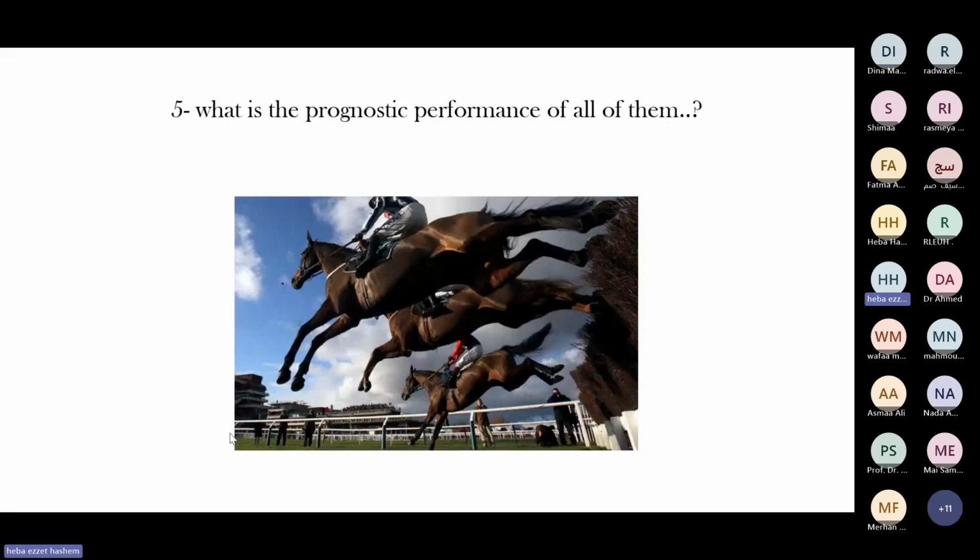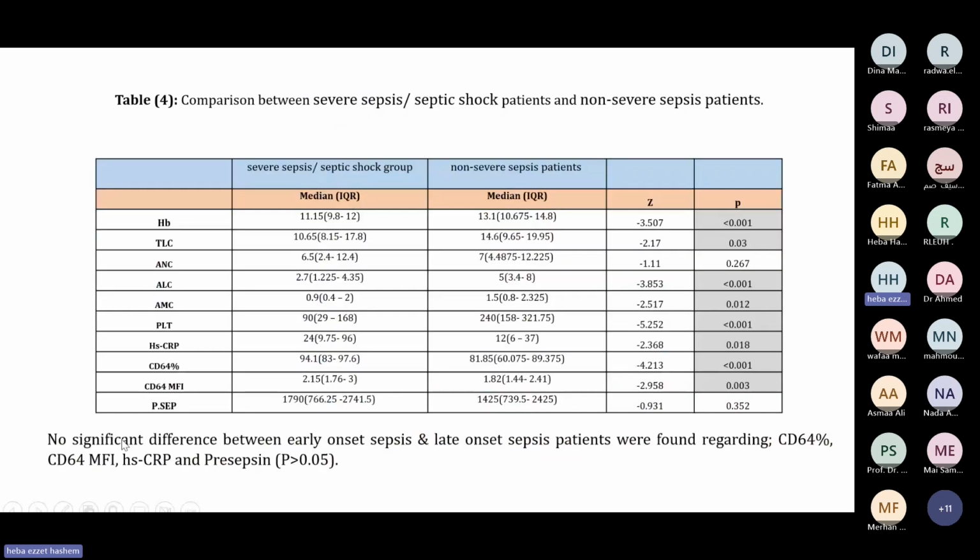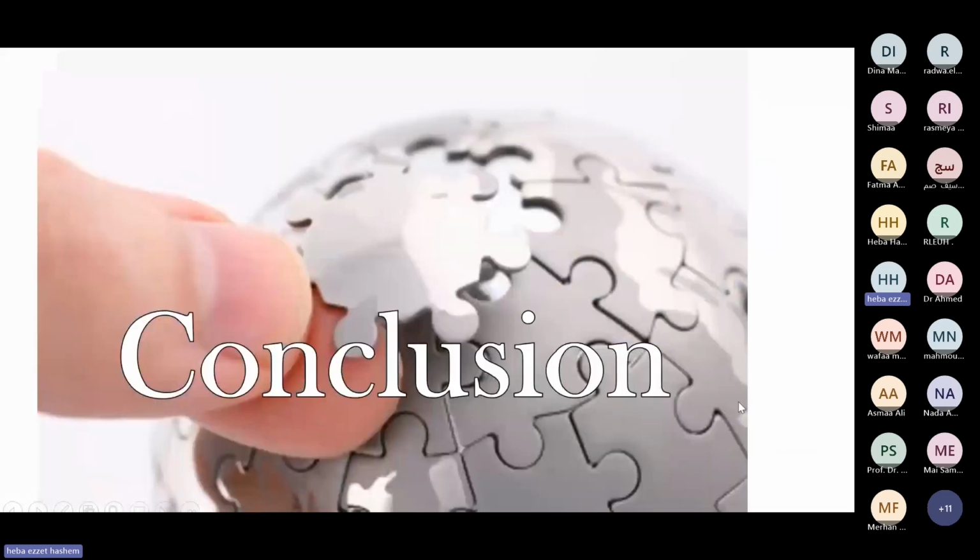The final question in our statistical analysis is what about the prognostic performance? Can any of these biomarkers predict the disease and know the severity? So we compared patients with severe sepsis and septic shock versus patients with non-severe sepsis, and the promising result was achieved by CD64 MFI, mean fluorescence intensity, CD64%, highly sensitive CRP and the platelet count, while procalcitonin showed a non-significant value in this issue.